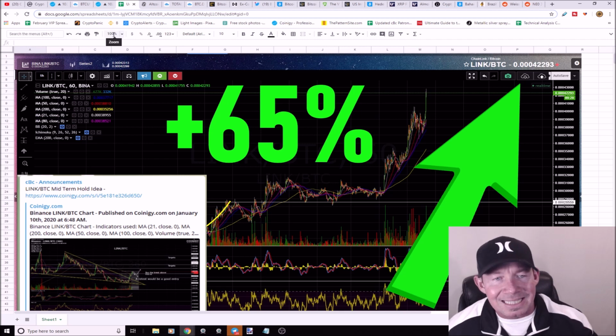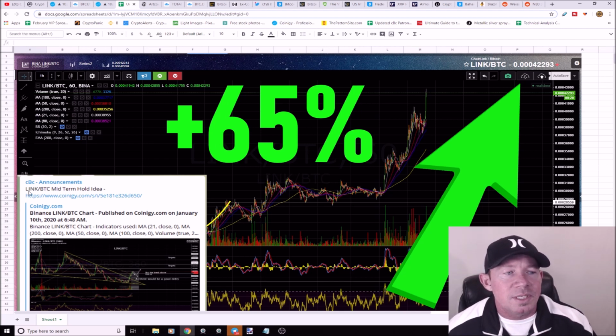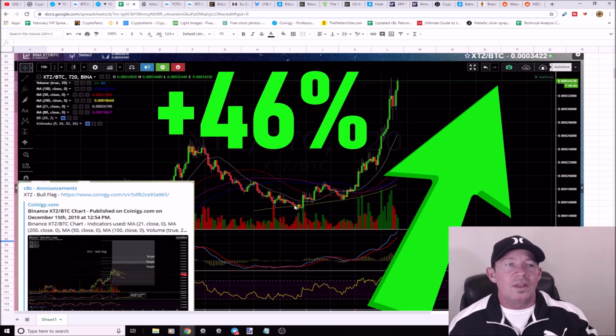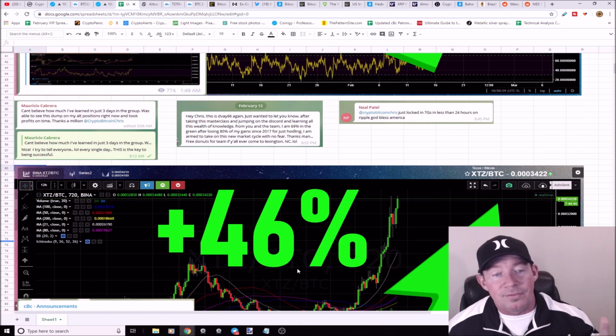Now, this is Link, up 65% since I posted this. You can see the LINK/BTC midterm hold idea. Here's the chart by the breakout. Tezos, this is a bull flag. 46% gains out of Tezos. These are both coins that are going to run hard when they've already been taken off.